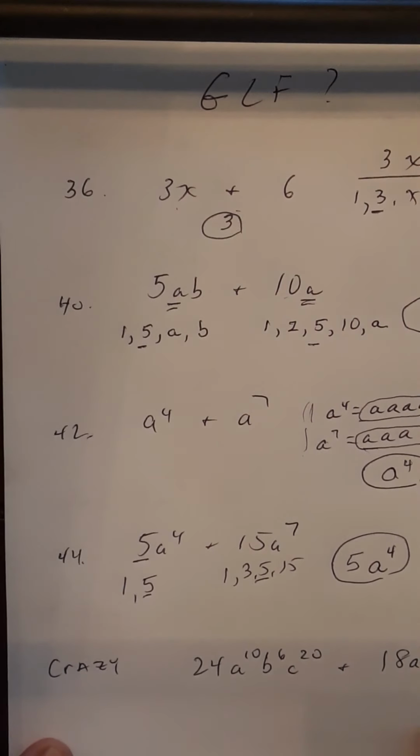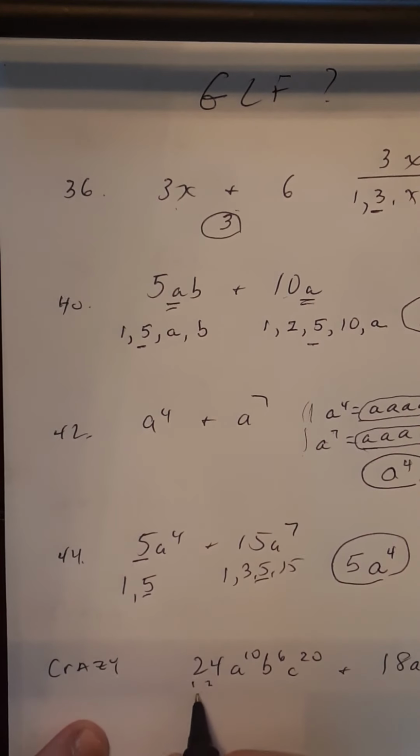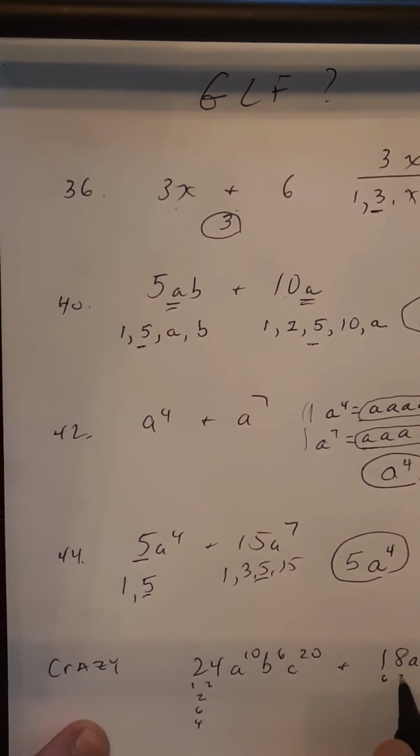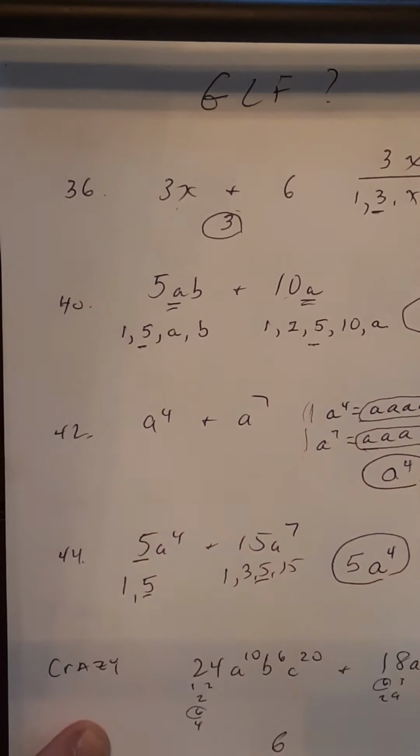Now we got my crazy problem. Well, let's just look at the 24 and the 18. And I've got like 12, 2, 6, 4, 1 and 24. I got 6, 3, 2, and 9. It appears that the greatest common factor of 24 and 18 is 6.